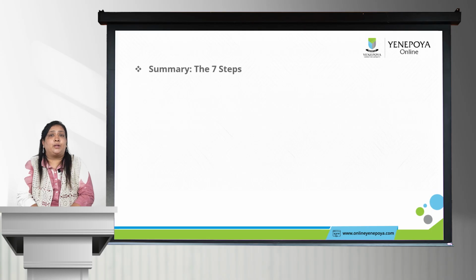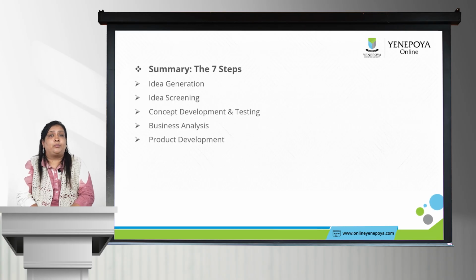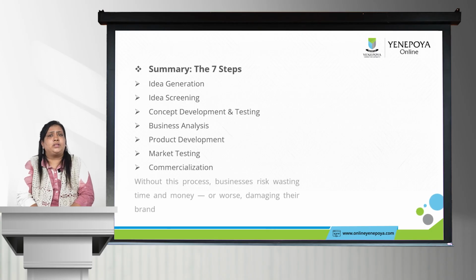And finally is the summary, the seven steps. Let's recap this: idea generation, idea screening, concept development and testing, business analysis, product development, market testing, and finally commercialization. Without this process, businesses risk wasting time and money or, worse, damaging their brand.